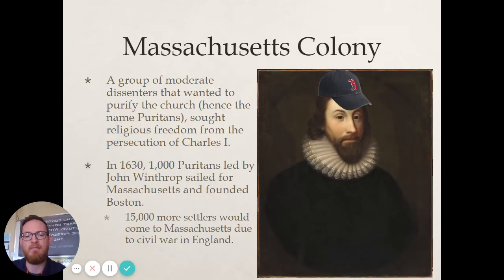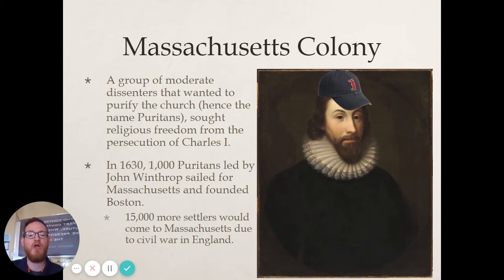Now, the Massachusetts colony would be a group of more moderate dissenters that wanted to purify the Church of England, which is why they got the name the Puritans. And they sought religious freedom from the persecution of Charles I, who was actively persecuting them over in England. So by 1630, you're going to have 1,000 Puritans led by John Winthrop, who is pictured there, who sail for Massachusetts and end up founding Boston.